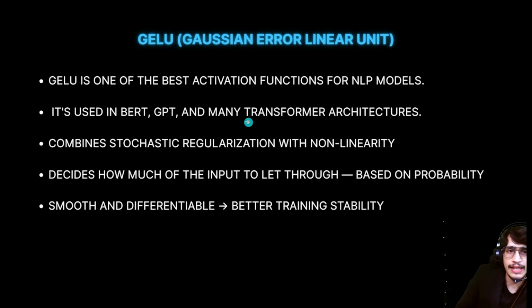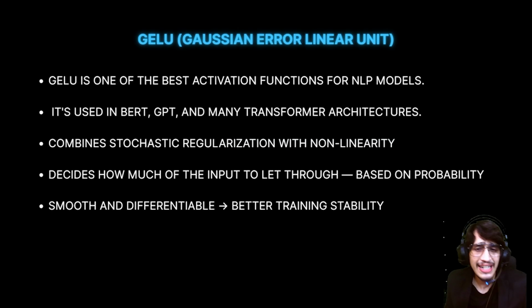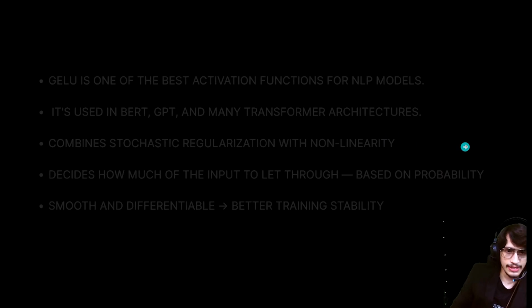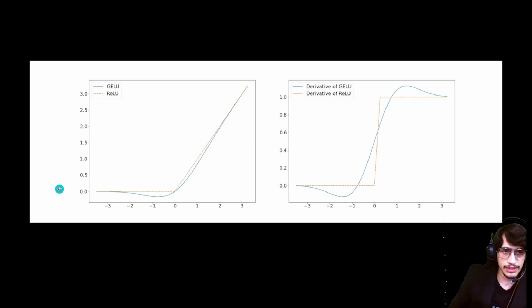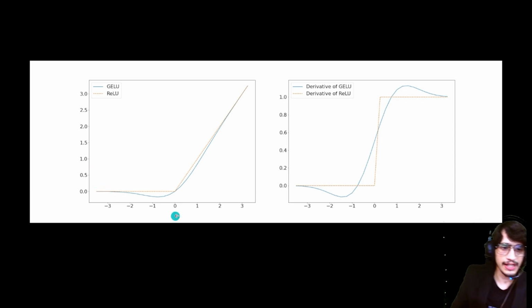Okay. GELU, or Gaussian Error Linear Unit. GELU is the best activation function for NLP models. It is used in BERT, GPT, and many other transformer architectures which you are currently using. What it does is combine SGD with non-linearity and give the result. It also selects, like Swish, which elements should be passed and which should not be passed, and it gives a curve like this, even smoother than this.